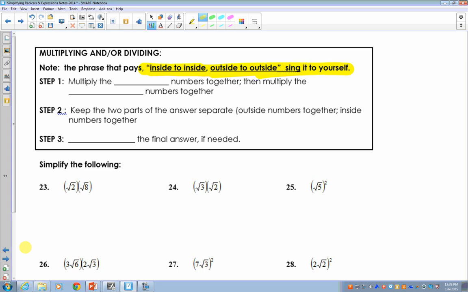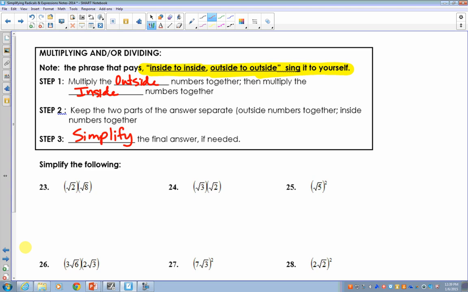outside to outside. What I like to also help you recognize is that inmates and outmates do not mix. Inmates and outmates do not mix, and I'll show you and explain that to you on some of these examples. Your first step when multiplying or dividing is you're going to multiply the outside numbers together and then multiply the inside numbers together. So I'm saying you do not mix them. Keep the two parts of the answer separated. Outside numbers go together, inside numbers will go together. And then always make sure you simplify the final answer if needed.